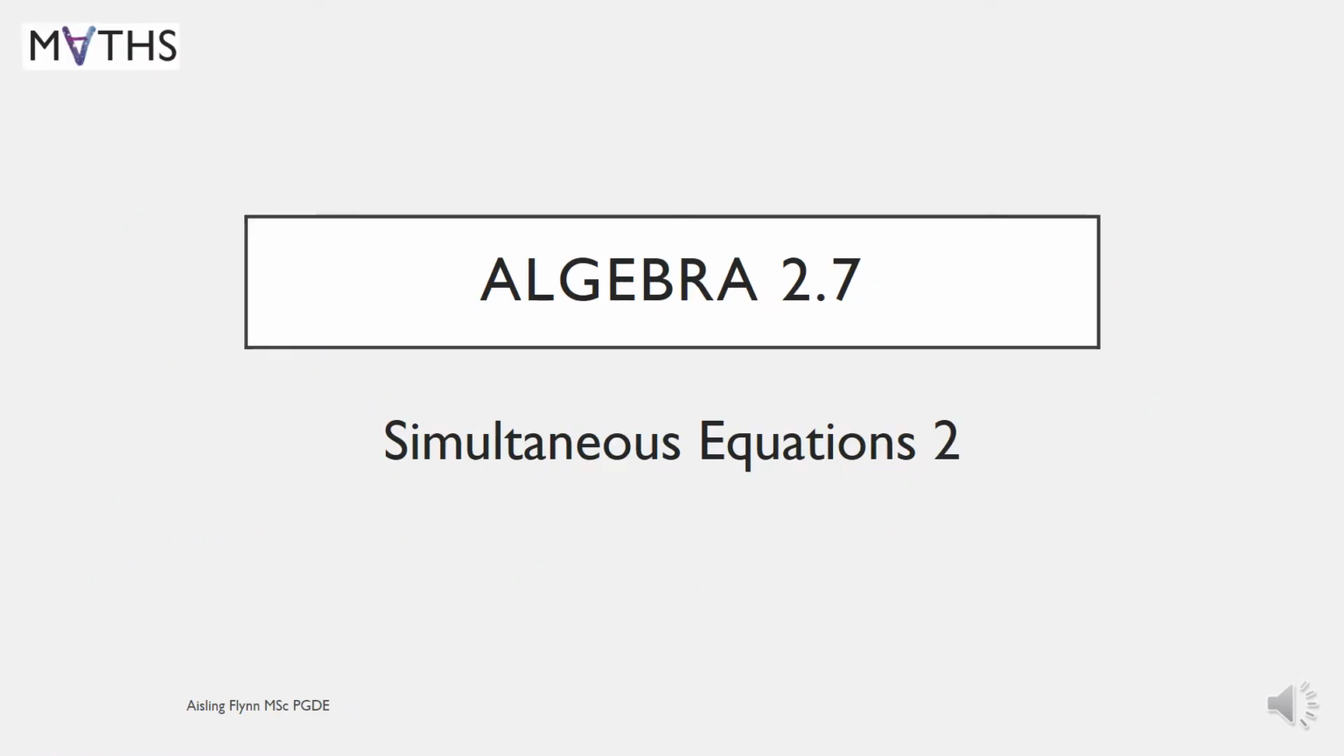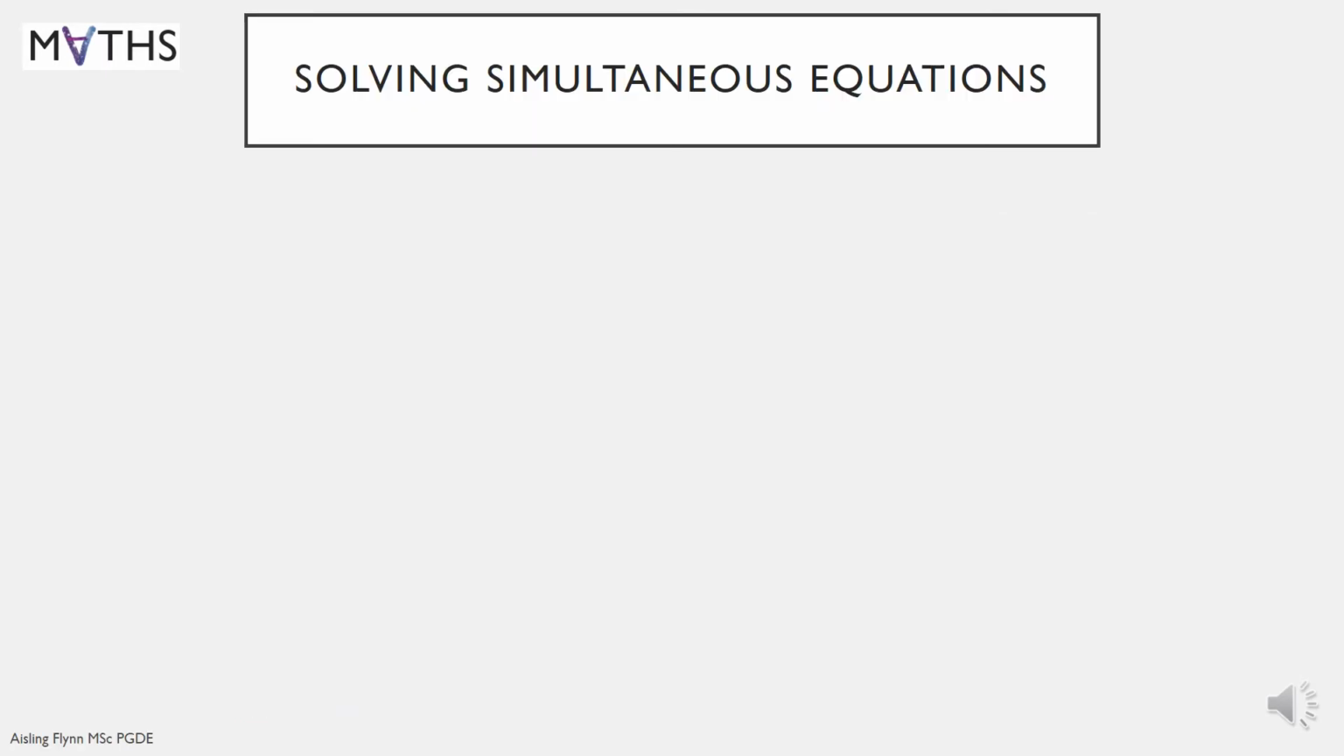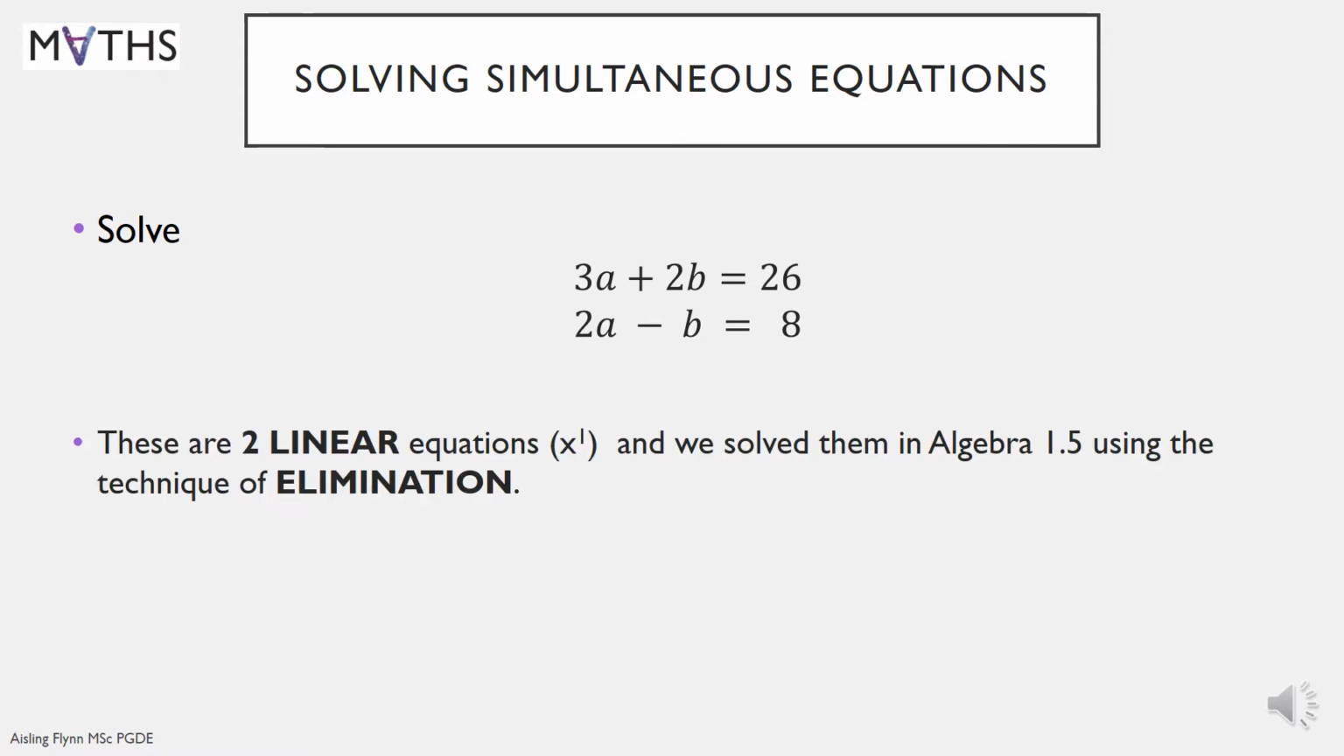This is Algebra 2.7, Simultaneous Equations 2. Solving simultaneous equations. So, if you're asked to solve this, what we look at is that we have two linear equations. Linear meaning our variables are to the power of 1, and we solve these in Algebra 1.5 using the technique of elimination. Okay, so we matched variables and we subtracted them to get 0. Okay, we removed one of the variables.